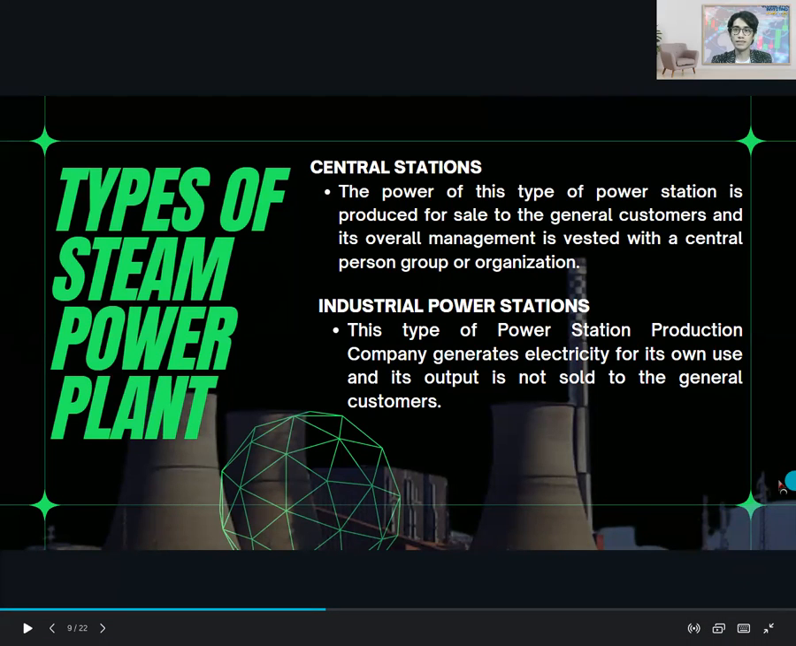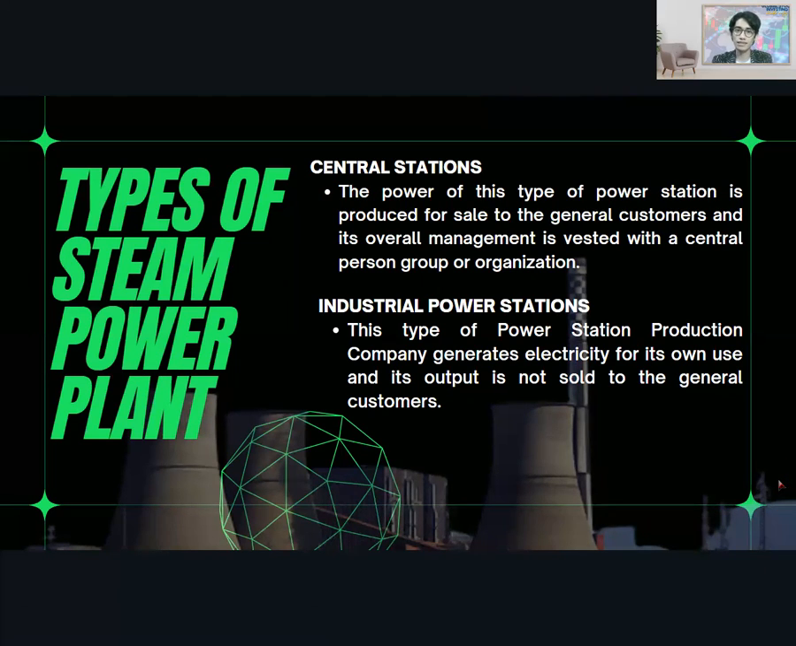So number one, central station. What is this central station? The power of this type of power station is produced for sale to the general customers, and its overall management is vested with a central person, group, or organization. Meaning to say, the central station is used for commercial, residential, as long as people buy the electricity.